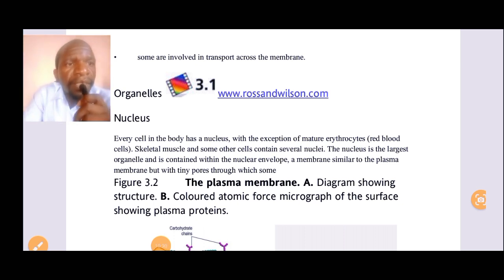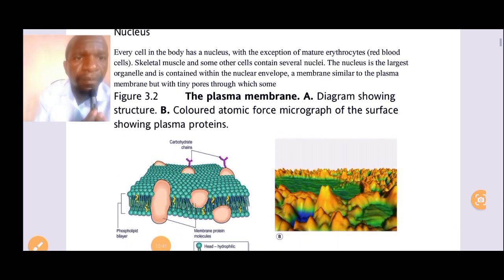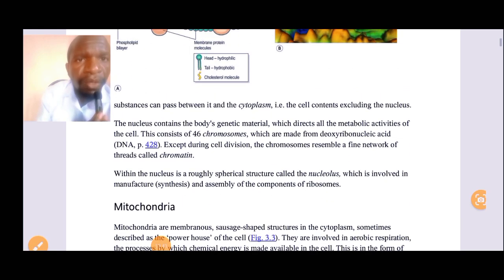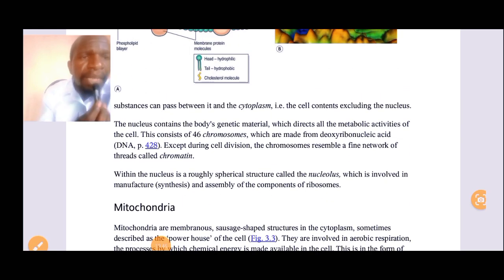The nucleus is the largest organelle and is contained within the nuclear envelope, a membrane similar to the plasma membrane but with tiny pores through it. So that is for the nucleus. It contains the body's genetic material, as indicated earlier. When you are asked to describe the nucleus as an organelle, you should indicate that it contains the body's genetic material, which directs all the metabolic activities of the cell. This consists of 46 chromosomes, which are made from deoxyribonucleic acid, that is, DNA.